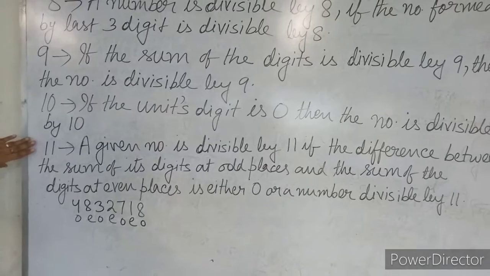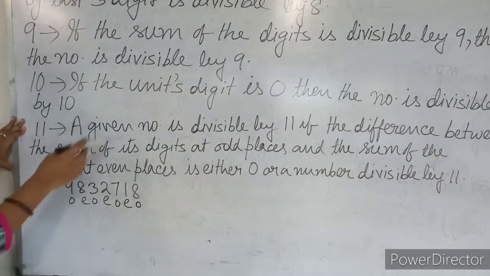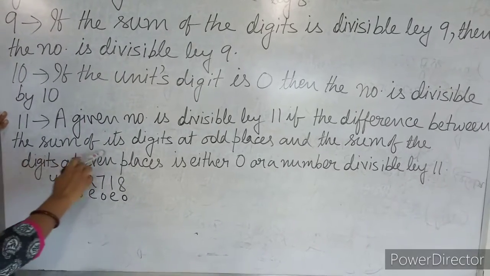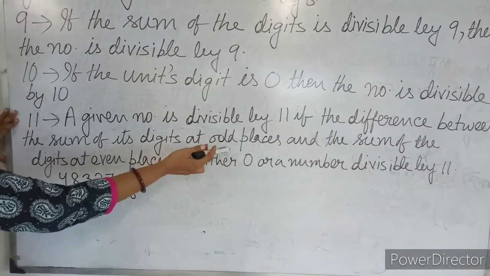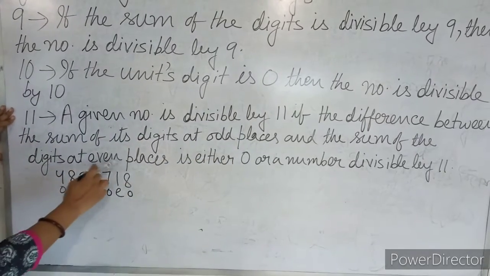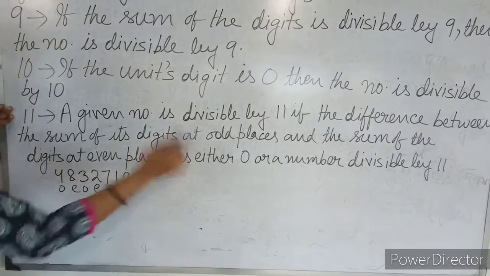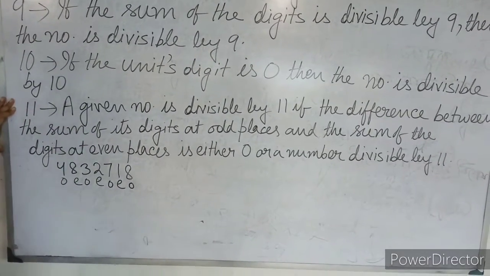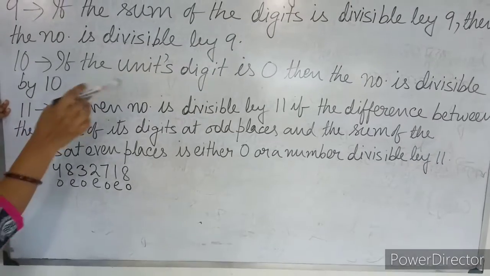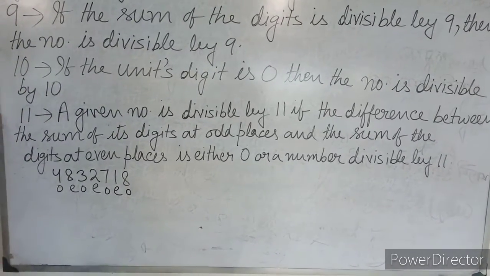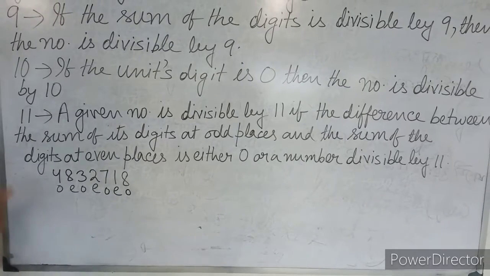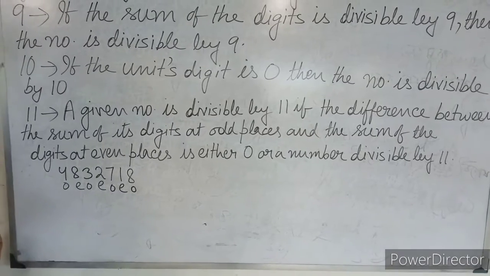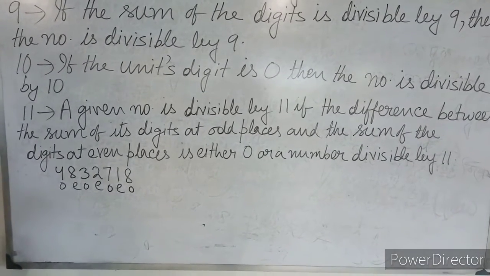What does the divisibility rule of 11 say? A given number is divisible by 11 if the difference between the sum of its digits at odd places and the sum of the digits at even places is either 0 or a number divisible by 11. Please listen to it carefully. A given number is divisible by 11 if the difference between the sum of its digits at the odd places and the sum of the digits at the even places is either 0 or a number divisible by 11.